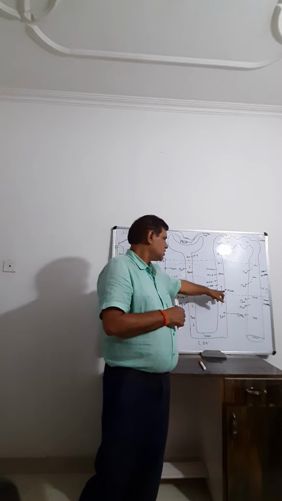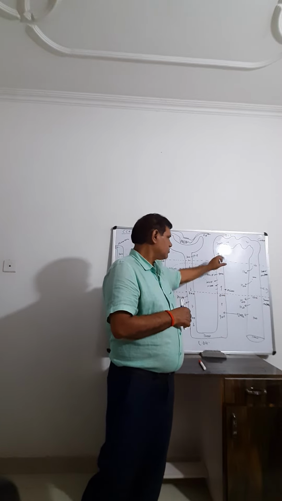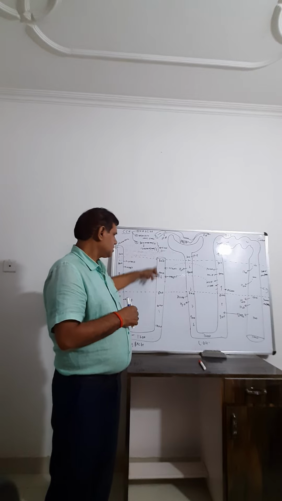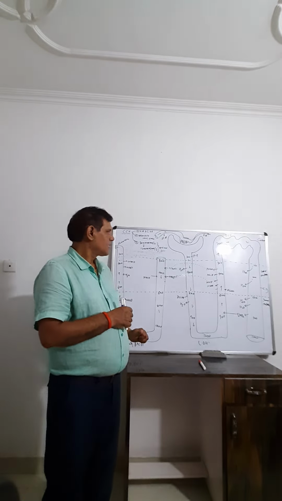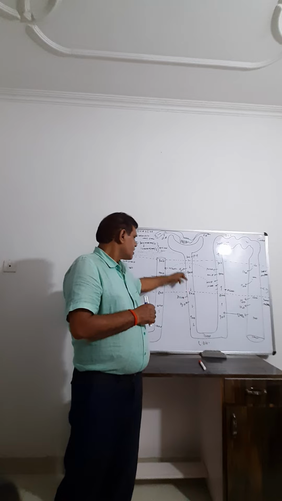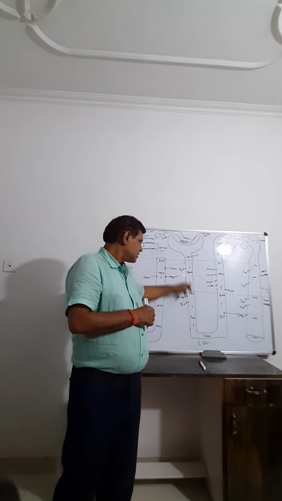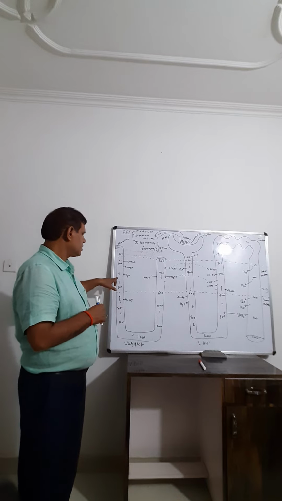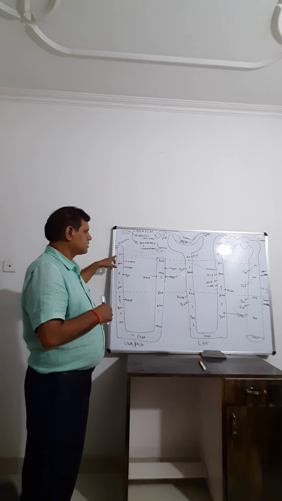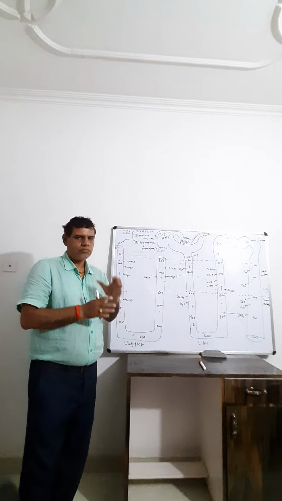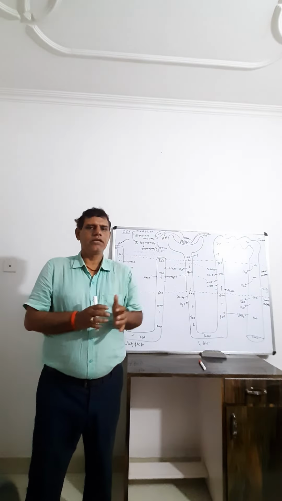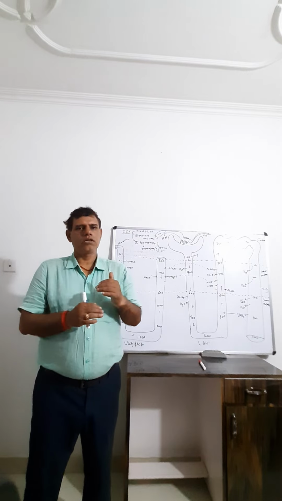With respect to the descending limb and ascending limb of the loop of Henle, the direction is opposite. In the ascending loop of Henle, the direction is upward, and in the descending part of the vasa recta, the direction is downward. In the descending loop of Henle, the direction is downward, and in this part, the direction is upward. Due to the opposite direction in the vasa recta and loop of Henle, ascending and descending, it is called the counter current pattern.